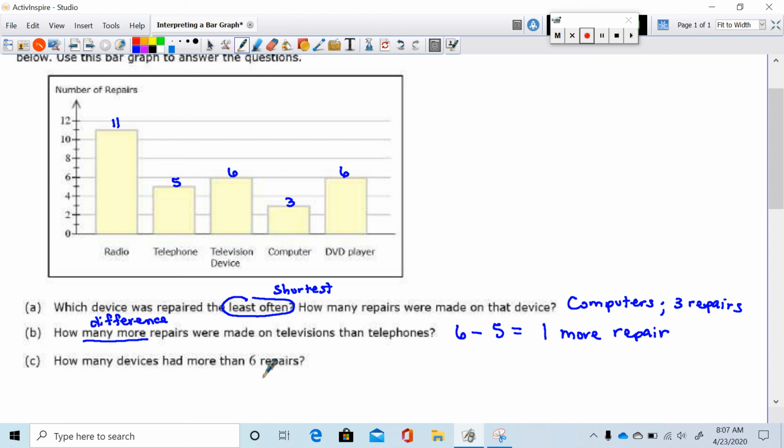How many devices had more than 6 repairs? Well, because I went ahead and wrote on each bar how many it had by going over to the axis and seeing that, it's easy to see what this answer is. So more than 6 repairs would be radio. It doesn't say equals 6, it says more than, so it's got to be greater than 6. And that's the only one. So 1 device had more than 6 repairs.